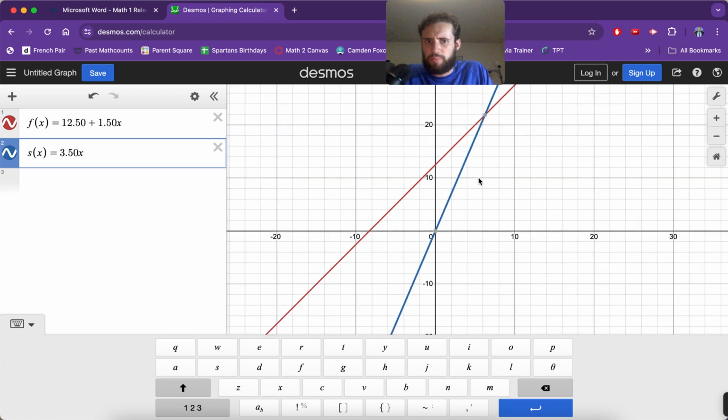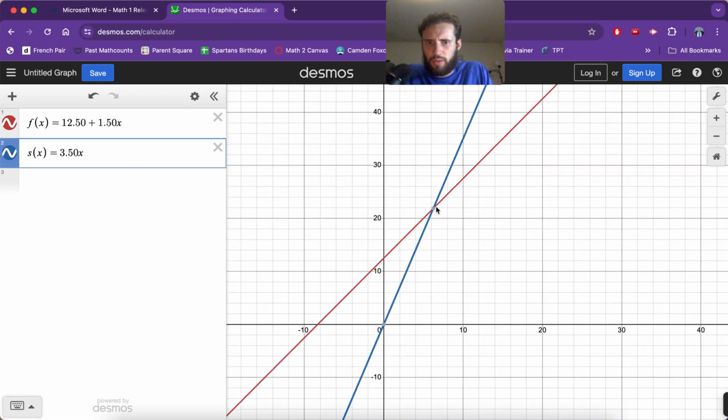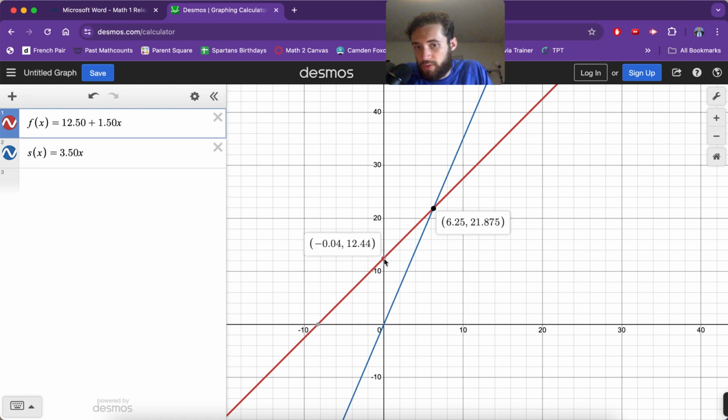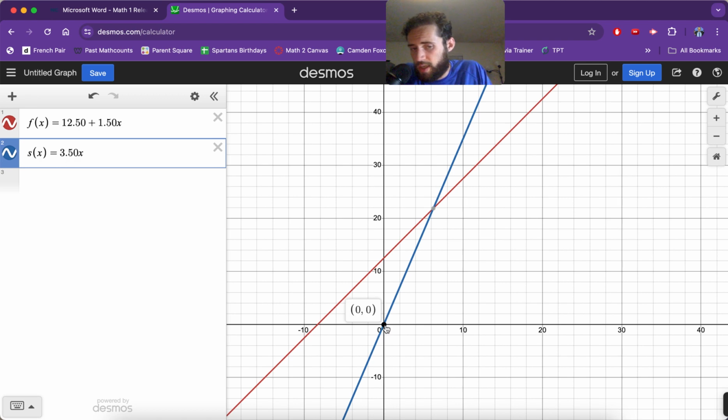So the second one is blue. The first one is red. So let's see. It looks like they cost the same if you get 6 1/4 movies, which means before that, the blue one has no initial fee, so that's why the y-intercept is 0, but it's going up at a faster rate because it costs more per movie. The other one, you have to pay that initial fee, but if you rent movies, it's going up at a slower rate.